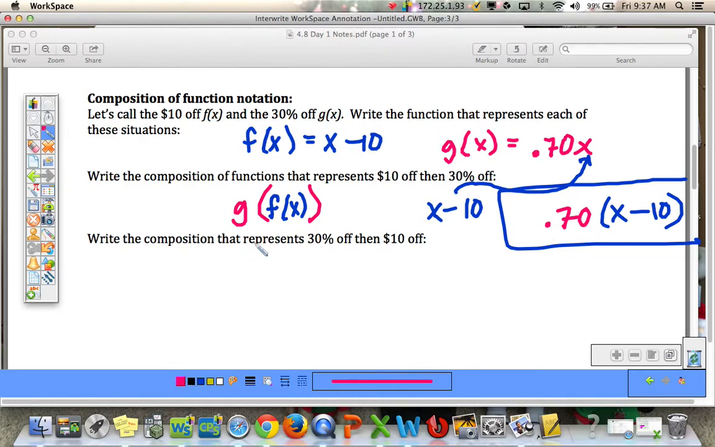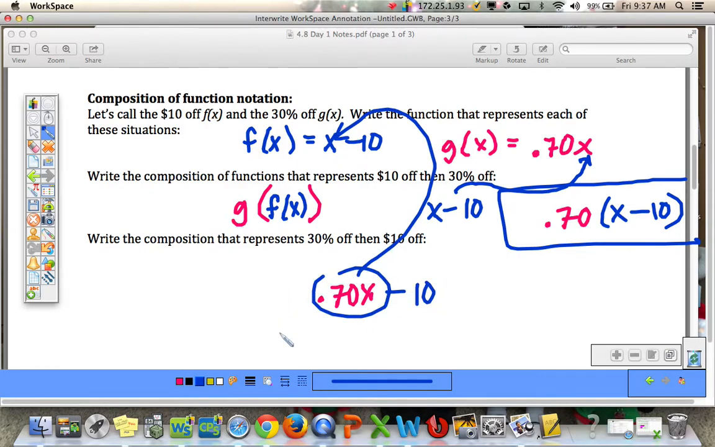Let's write a composition that represents 30% off first, so the 0.70x. Then you take $10 off of that. So we're plugging this into this x right here. And then taking the $10 off. And the notation for that, we start with g of x. And then we do the f of that.